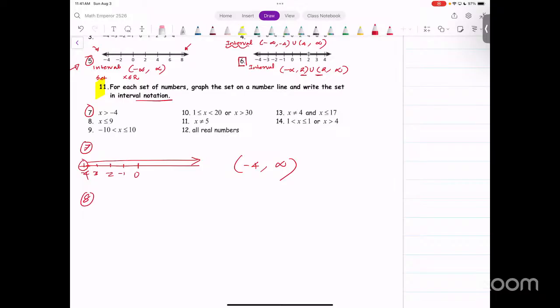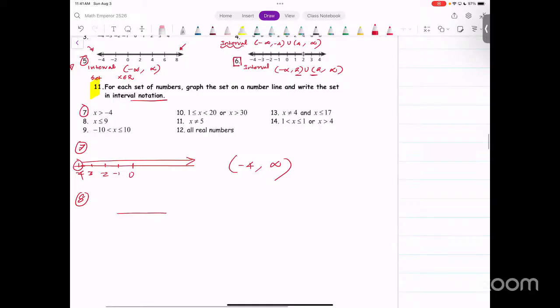So 8, x is less than or equal to 9. We're not going to do all of them. So this is going to be 0, 1, 2, 3, 4, 5, 6, 7, 8, 9. Less than or equal to 9, so it's going to be shaded. It's going to go from there, and this is going to be 9 to negative infinity. So that is something important, just to label it.